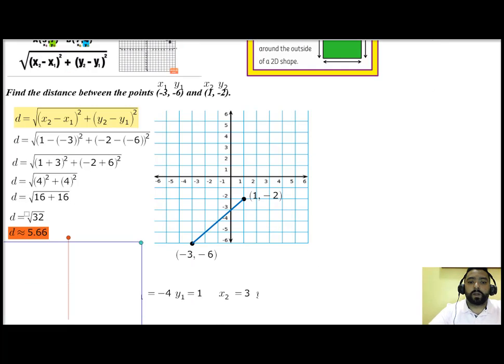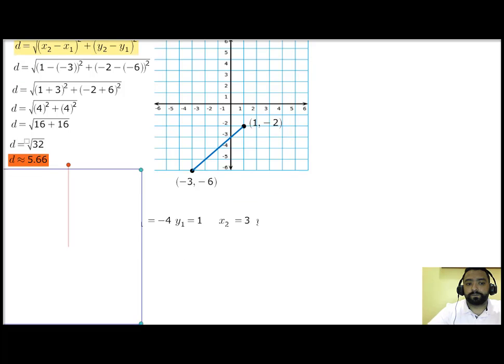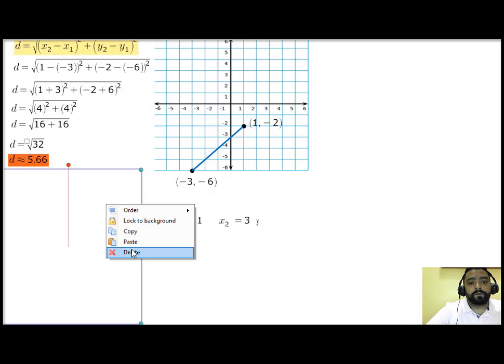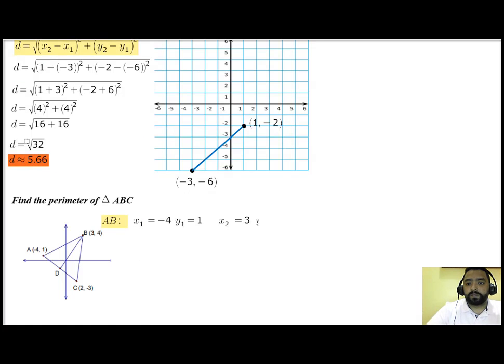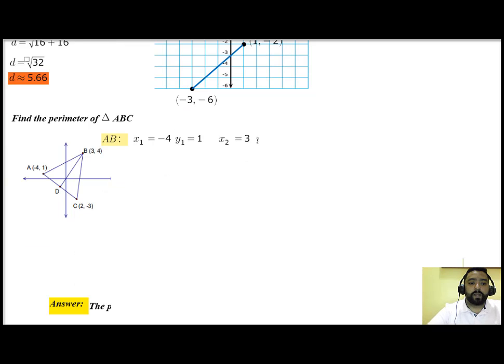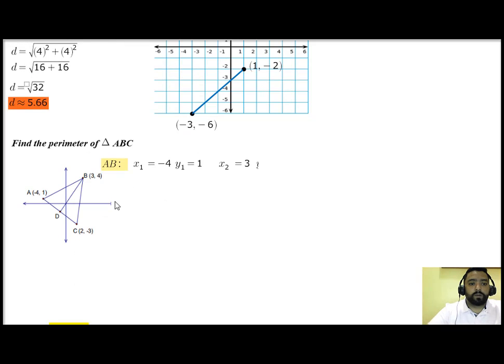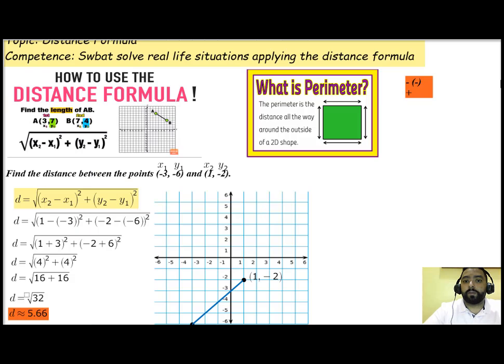Now I'm going to explain one application of the distance formula. For example, imagine you have the triangle ABC, and you need to find the perimeter. First, you need to remember that perimeter is the distance around the shape, when you add all the distances.